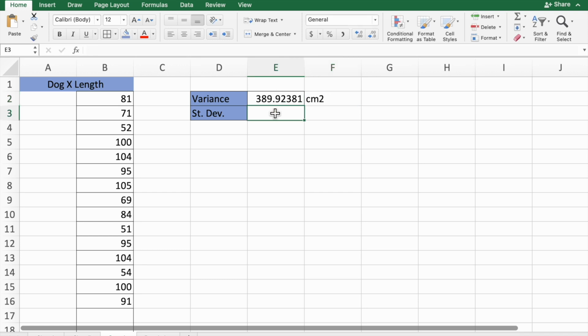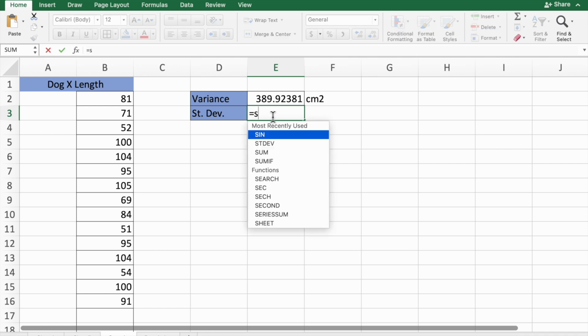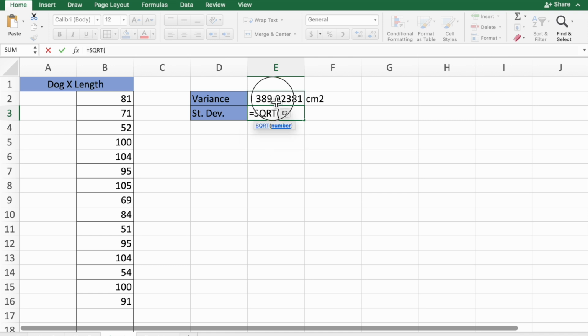Now if you want to find out the standard deviation of this variance, just find out the square root. Okay, sqrt, square root of this, bracket close. So this is the standard deviation. Okay, it is in centimeter. So this is how you can find variance of a sample.